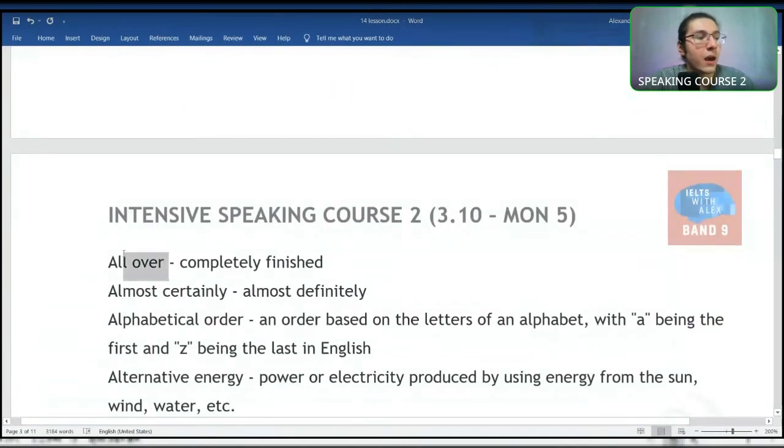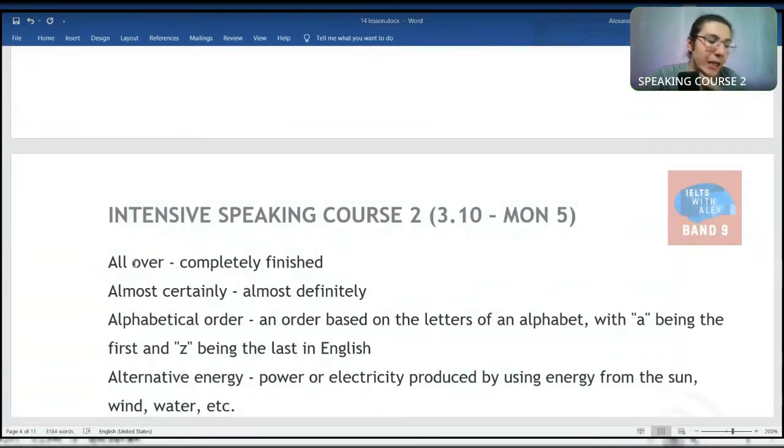All over means like all finished. Another example is like everywhere, but that's a different collocation. So an example of this would be: after 1 week, this course will be all over.